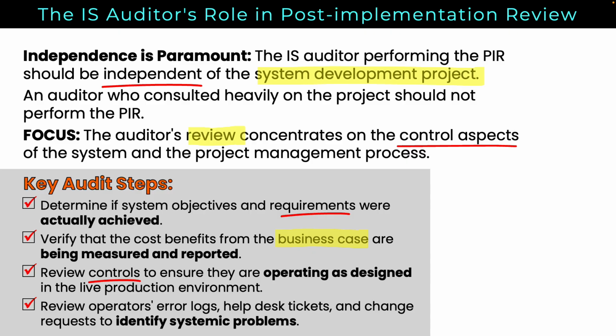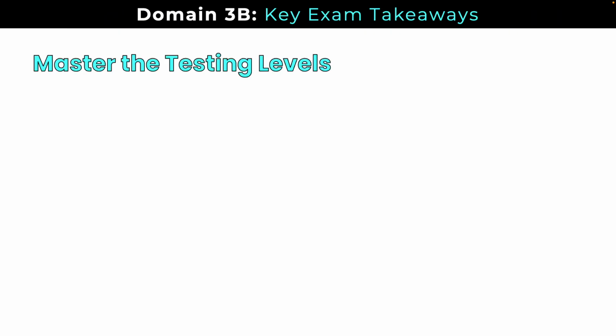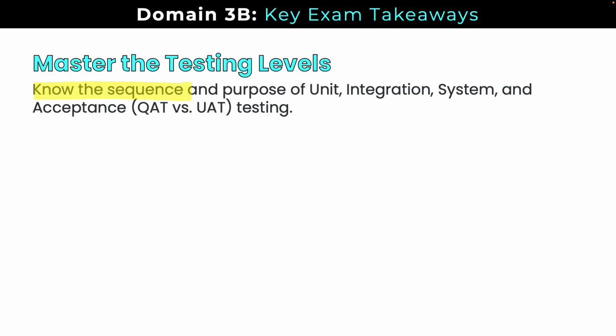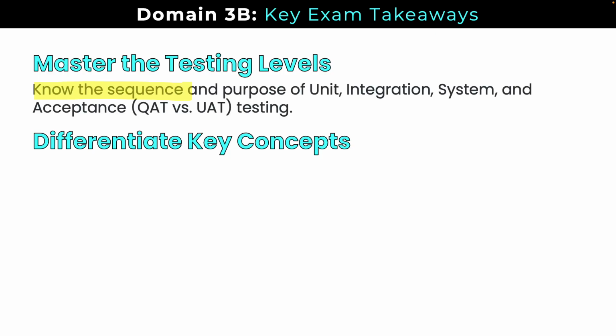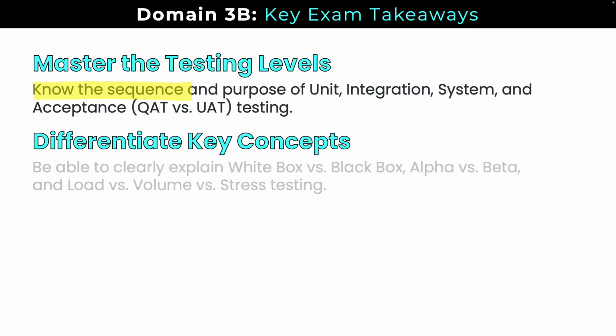So let's talk about some key takeaways from Domain 3B. So you want to master the testing levels, know the sequence and the purpose of unit testing, integration testing, system testing, and acceptance testing. We talked about QAT and UAT early on. Be able to clearly explain the difference between white box and black box testing, alpha versus beta, load, volume, and stress testing. Particularly with load, volume, and stress testing, I think the difference between those is not inherently obvious by their name, so you'll want to circle back with the PDF and have a look and listen again on the video if you need to.